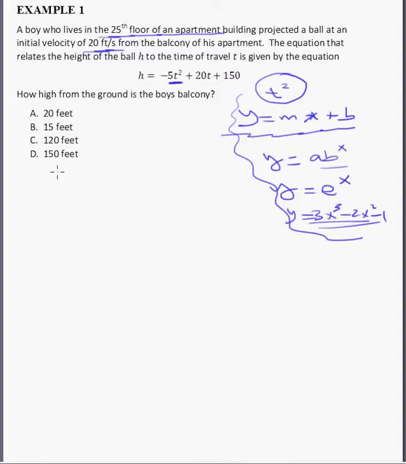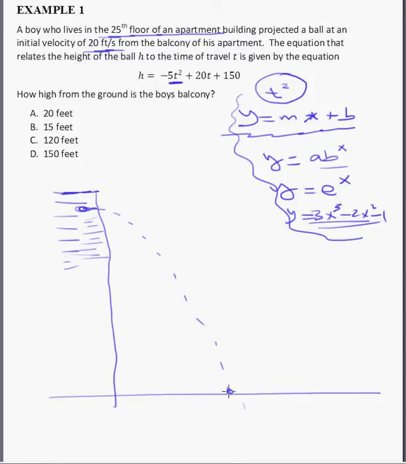So let's take a look at this. So the boy is sitting somewhere here. This is an apartment building. So the boy is sitting somewhere here, on the 25th floor, and decides to drop the ball, and the ball is going to drop like this, taking a quadratic form like this, and then hit the ground. All right? So the ball hits the ground at a point here.